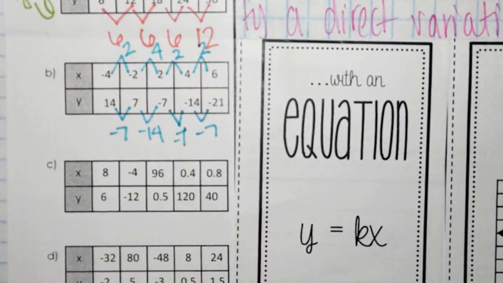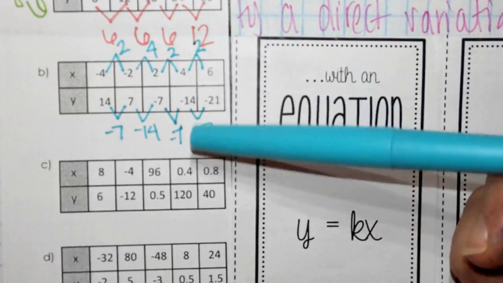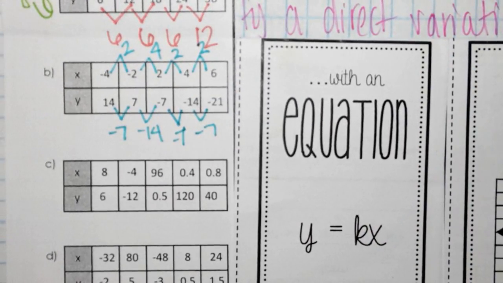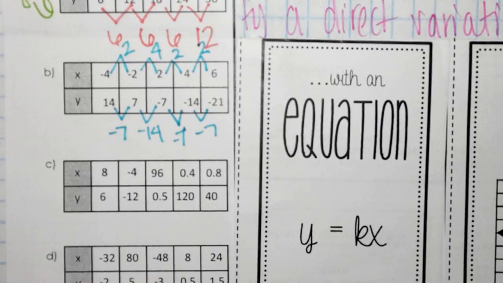Alright, now we're going to divide. We know that 7 divided by 2 is going to be the same as negative 7 divided by 2. Does negative 14 divided by 4 reduce to negative 7 divided by 2? Yes, it does. They're the same thing.